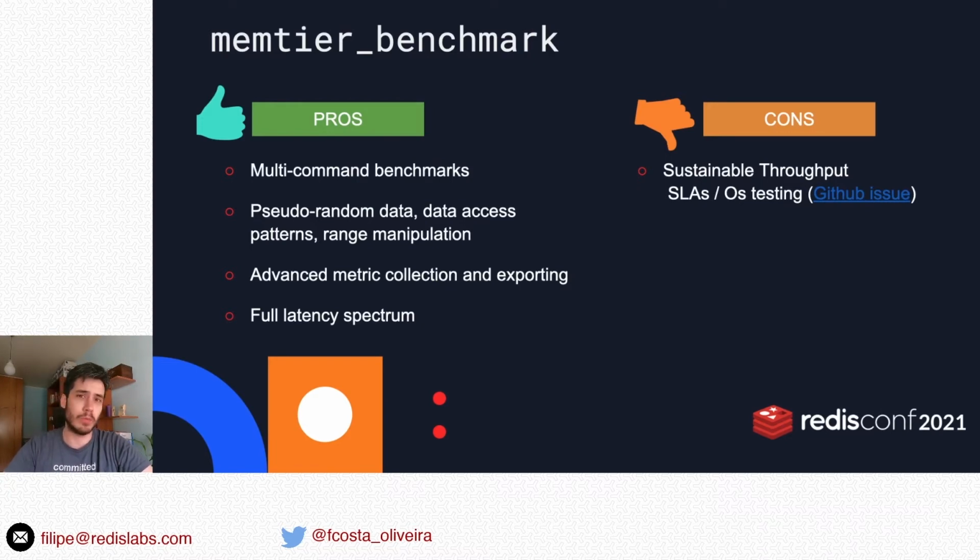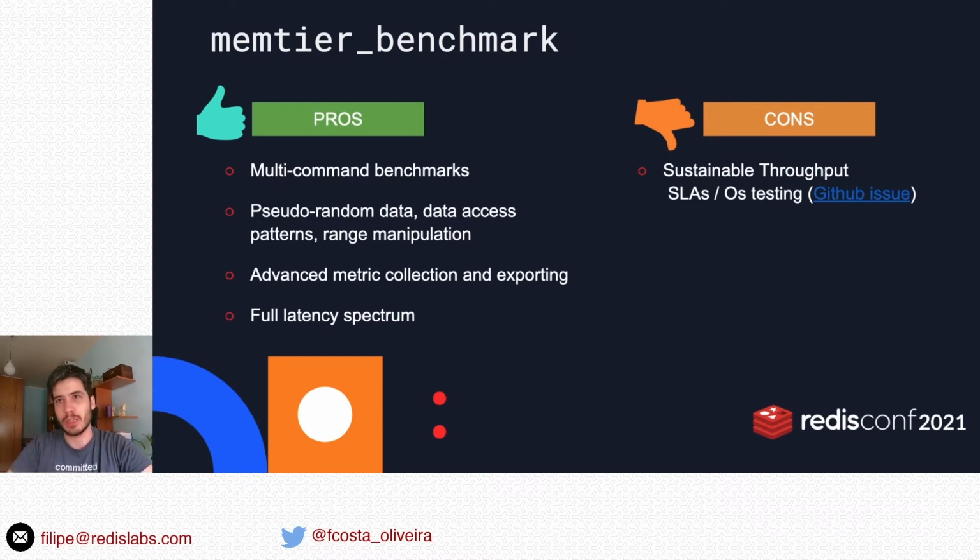So, for example, if you want to benchmark writes, reads, deletes at the same time with different command ratios, you will easily be able to do so. It has different data access pattern simulations. So, for example, you can simulate hot and cold portions of your data. It's very advanced with regards to metric collection and metric exporting. And one of the examples of a metric that's exported and provided in full detail is the latency. So you are able to do, for example, a full latency analysis based on the full latency spectrum with the data exported from memtier benchmark. We'll talk about that in the demo.